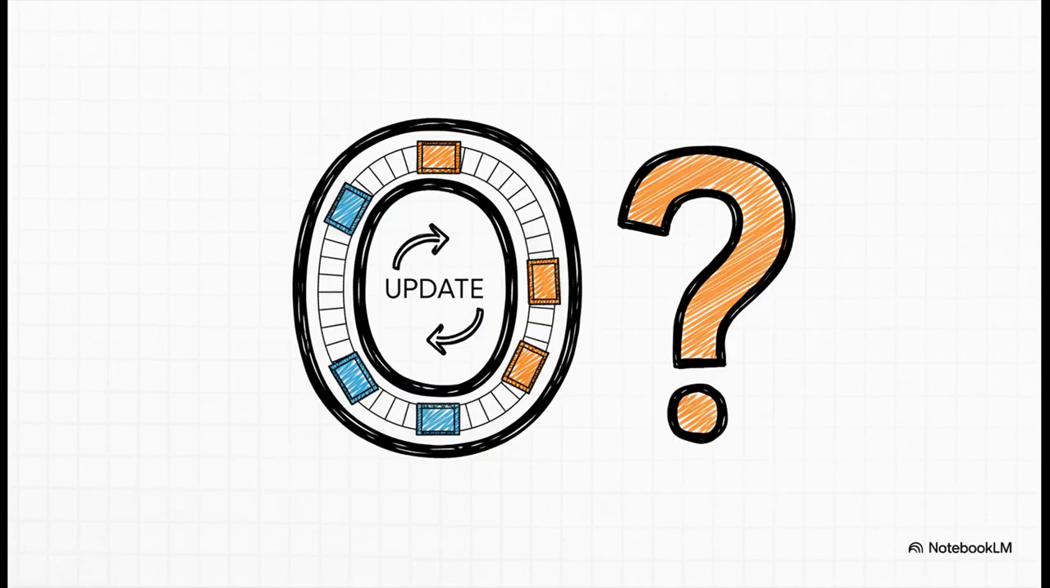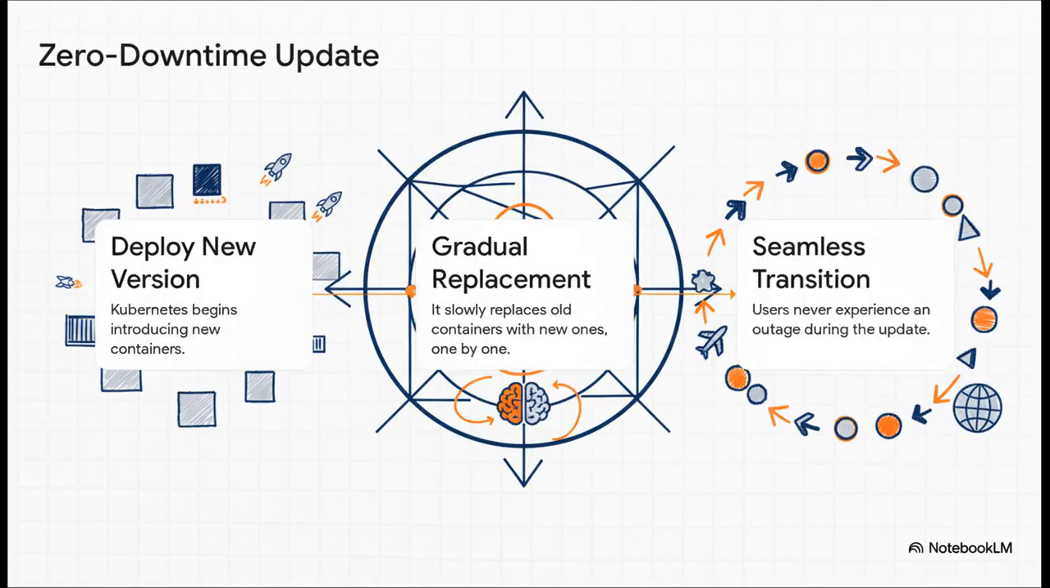Let's zoom in on that rolling update feature, because it's a real game changer. I mean, how is that even possible? How can you update a live app that people are using right now without taking it offline for even a second? Well, here's the magic. Instead of just shutting everything down, Kubernetes is way smarter. It starts bringing in the new version of your app one container at a time. It waits for a new one to be fully up and running, moves the traffic over to it, and only then does it get rid of an old one. It does this one by one, gradually. It's like changing the tires on a car while it's still driving down the highway. For the user, the transition is completely seamless. They never even know it happened.